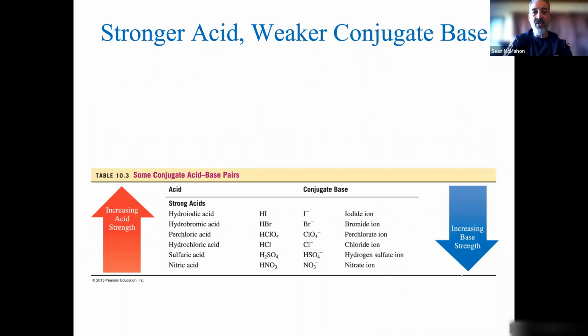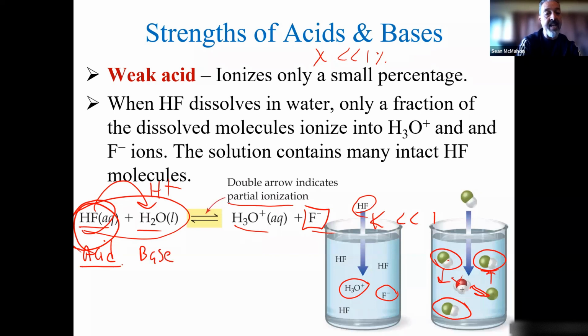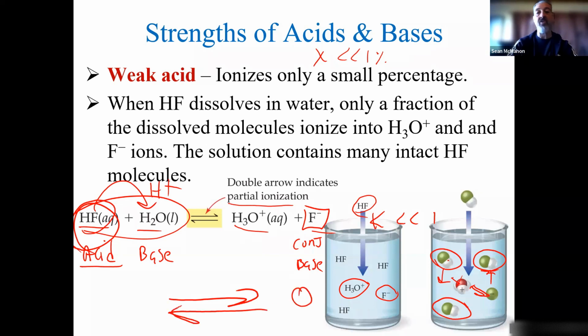So essentially, the stronger the acid, the weaker the conjugate base. Because what will happen is once the acid does its job, it'll have a conjugate base. So this is my acid. How do I know it's an acid? It's donating a proton to water, so water would be my base. So the acid becomes the conjugate base. Okay? If the acid is really strong, then my base is going to be weak because it's not going to want to go in the reverse direction.